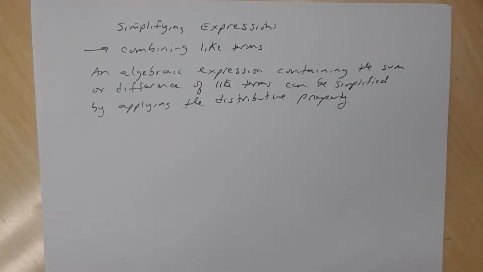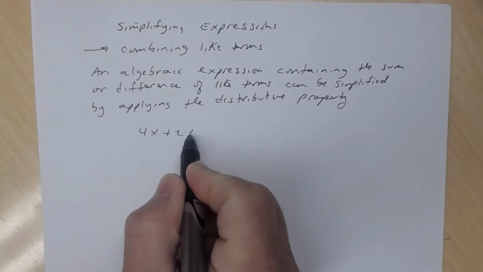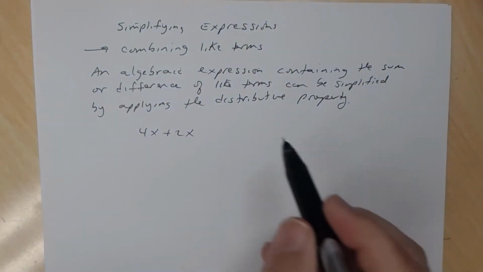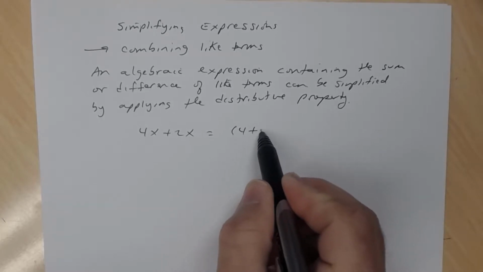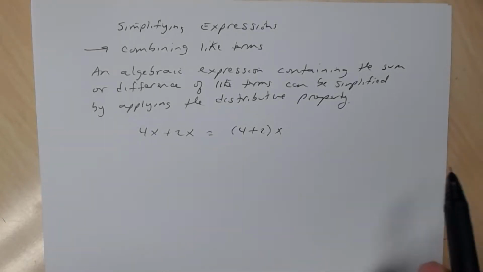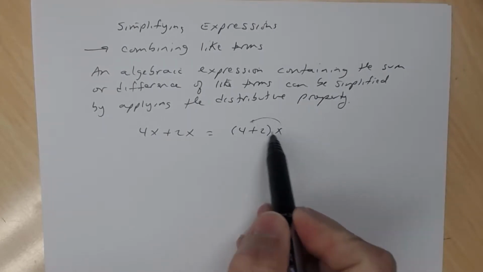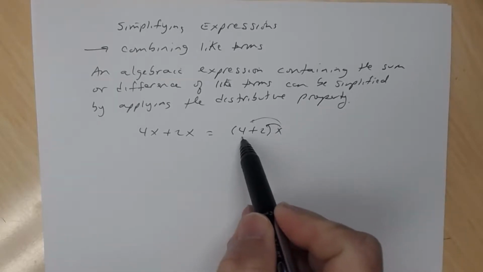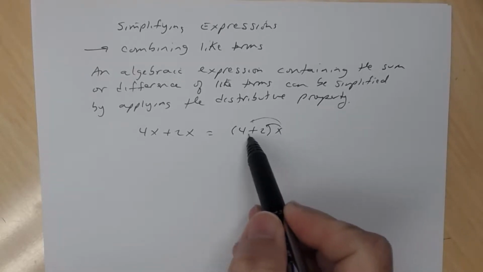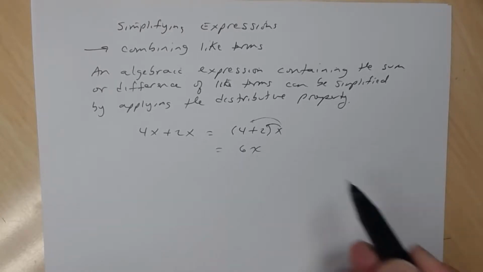So here's what this entails. Suppose we had 4x plus 2x. By the distributive property, I can write this as 4 plus 2 times x. I can write it like this because if I distribute the x, I get 4 times x is 4x, and 2 times x is 2x. But I notice that 4 plus 2, remember the order of operations, you do parentheses first, so 4 plus 2 is 6, so that's just 6x.